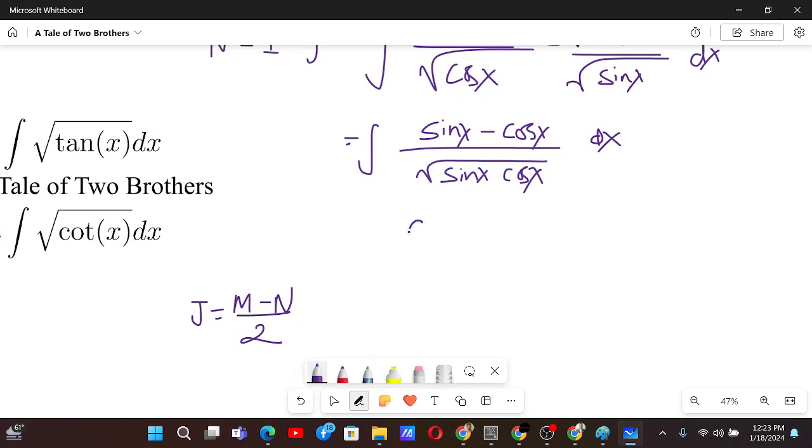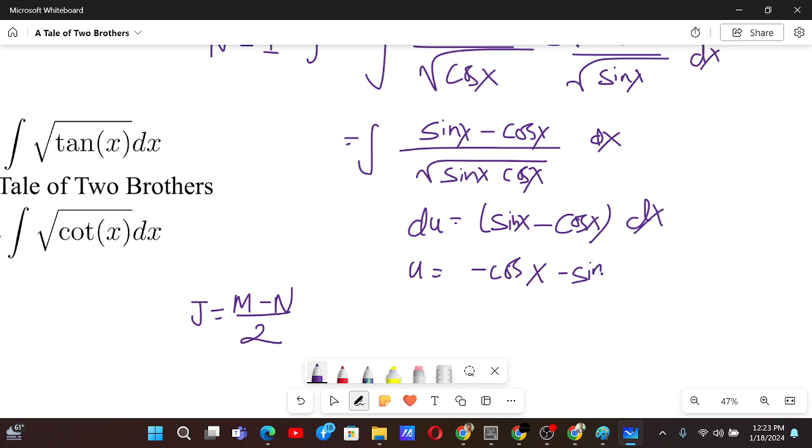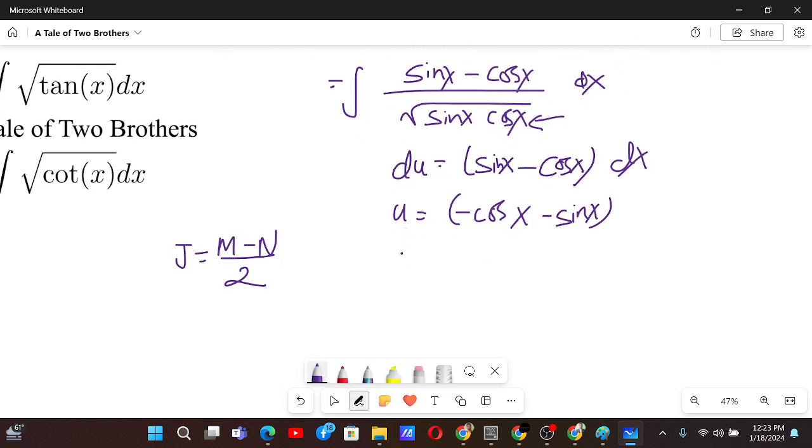What you can try to do is find a u such that du is (sin x minus cos x) dx. Now for that, u should be minus cos x minus sin x. So now if you have to express in terms of this, you can square. U square equals, this will be 1 plus 2 sin x cos x. And now sin x cos x will be (u square minus 1) by 2. That's simple.